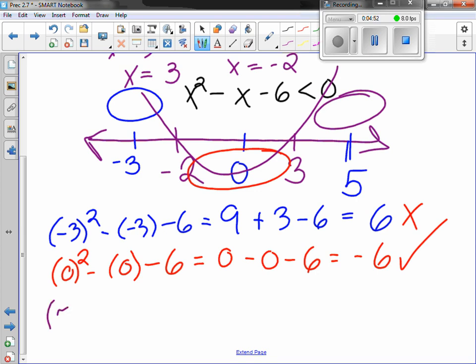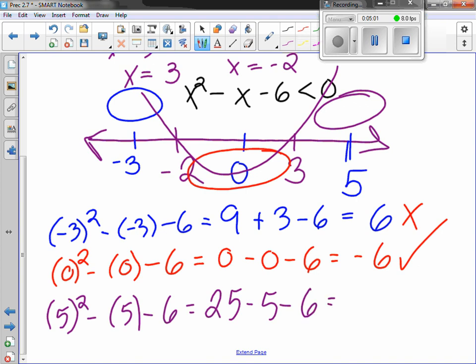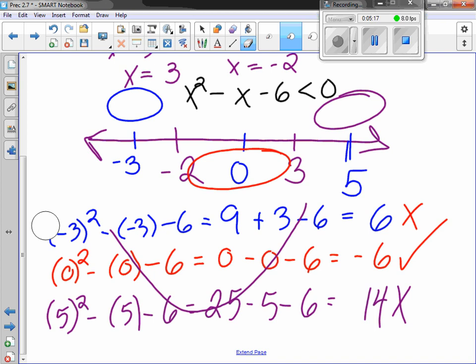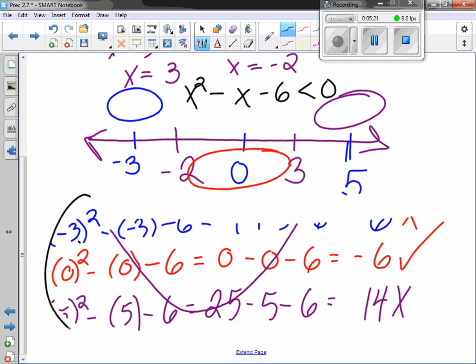But if we do plug it in, 5 squared minus 5 minus 6. 25 minus 5 is 20. Minus 6 is 14. That is not less than 0, correct? Okay. So I'm going to grab this parabola and move it down here, and erase all this here.